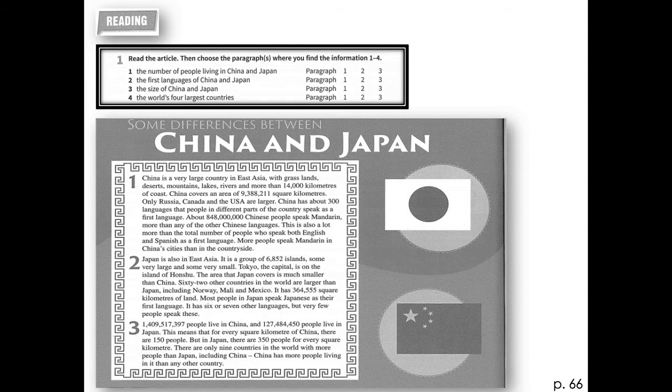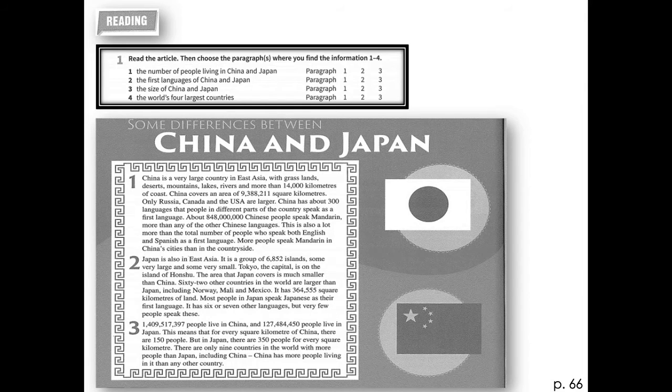Page 66 is on reading. Read the article, then choose the paragraphs where you find the information 1 to 4. Let's have a look at the information that we're supposed to scan for. First one, the number of people living in China and Japan. Then you circle which paragraph. They are numbered here, paragraphs 1, 2, or 3. Number 2, the first languages of China and Japan. Number 3, the size of China and Japan. And number 4, the world's 4 largest countries.